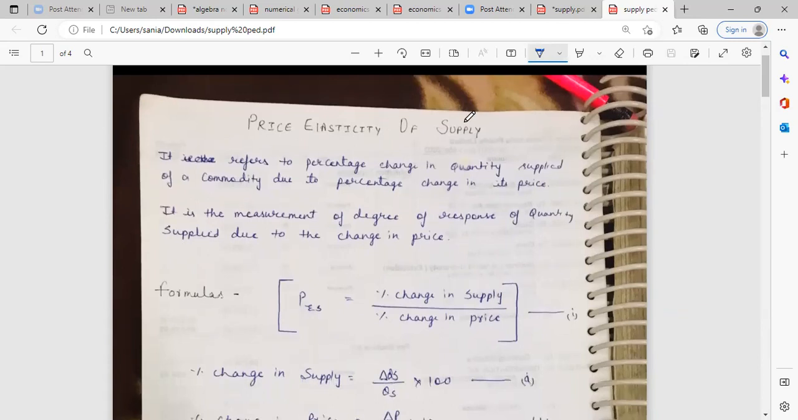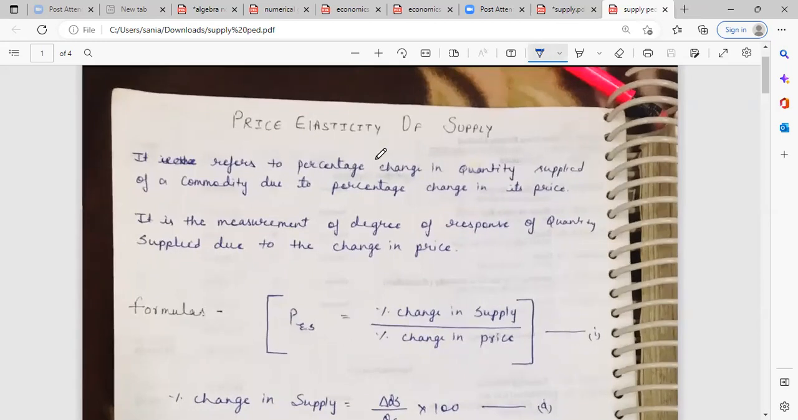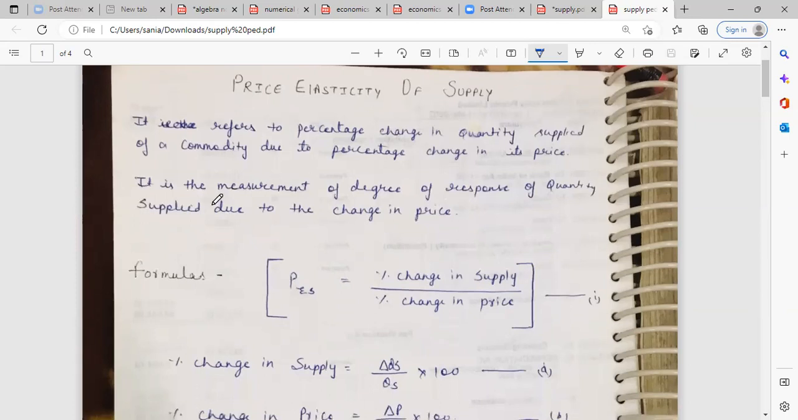So first of all is price elasticity of supply. Ma'am, what is this price elasticity of supply? See, it refers to percentage change in quantity supplied of a commodity due to percentage change in price. When price changes, only then your supply will change, right? So because of percentage change in price, your change in quantity supplied will be there. Or the second definition is it is the measurement of degree of response of quantity supplied due to change in its price.